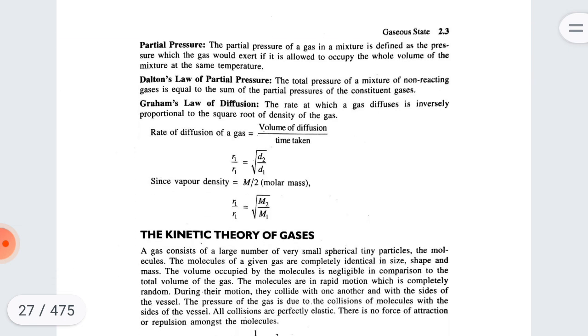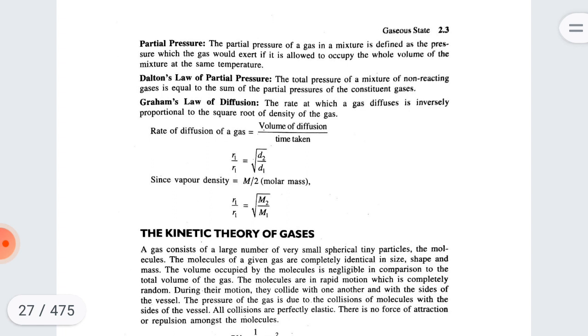Partial pressure. The partial pressure of a gas in a mixture is defined as the pressure which the gas would exert if it were allowed to occupy the whole volume of the mixture at the same temperature. Dalton's law of partial pressure: the total pressure of a mixture of non-reacting gases is equal to the sum of the partial pressures of the constituent gases.